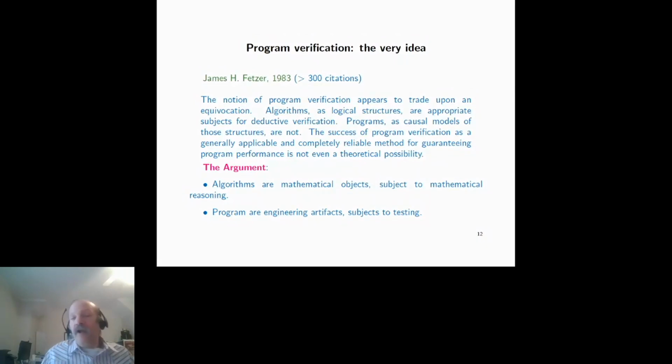Programs, he says, are engineering artifacts. It does not make sense to apply logical rules to engineering artifacts. You can test them, but you cannot prove them. That was the argument. He said, if you look at civil engineers, they have blueprints, they have a mathematical model they analyze, but the bridge itself is never verified. The model is verified, not the bridge itself. So he said we should make a distinction between the mathematical model and the engineering artifact. And I'll come back later to this point.